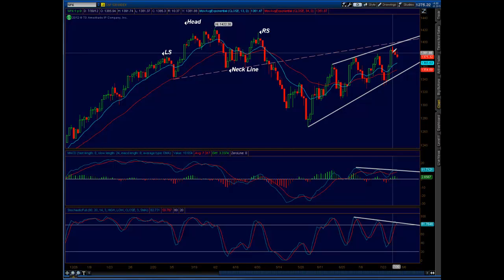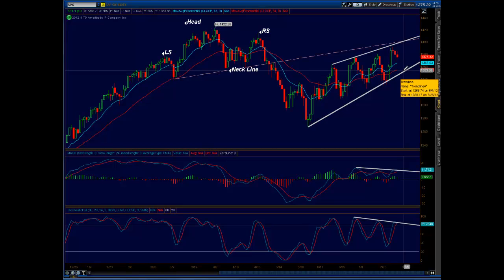So we'll keep you updated on the next update. It will probably be the breakdown of this pattern and what targets you should be looking for after that.